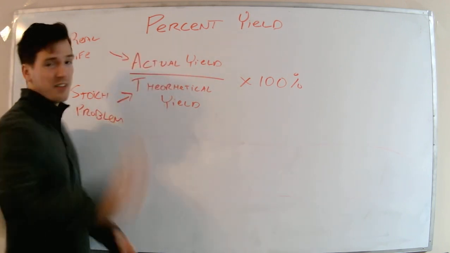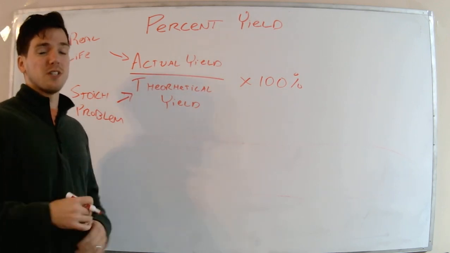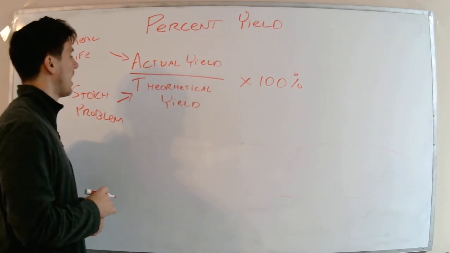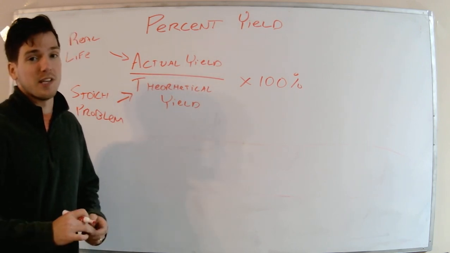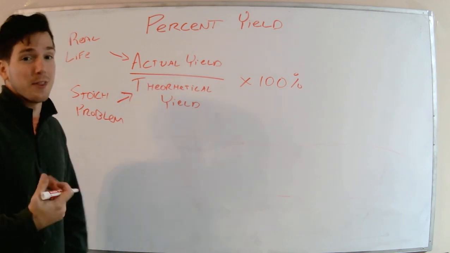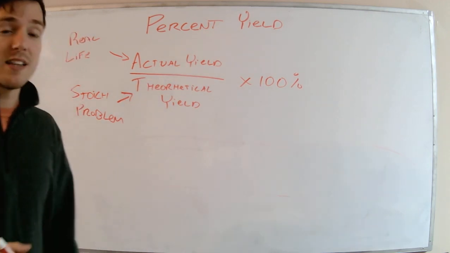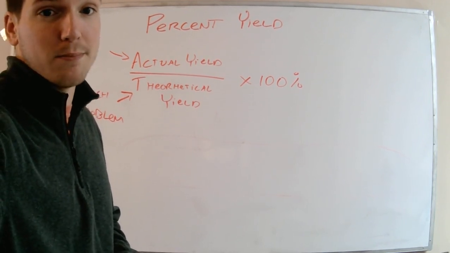I will always give you actual yield, okay? I will always give you how much we produced in lab or in real life, but theoretical yield you will have to find, as usual, from our stoichiometry problem. So once again, like I said before, it's just stoichiometry with extra steps. So let's go ahead and put this into practice and see what this percent yield is all about.